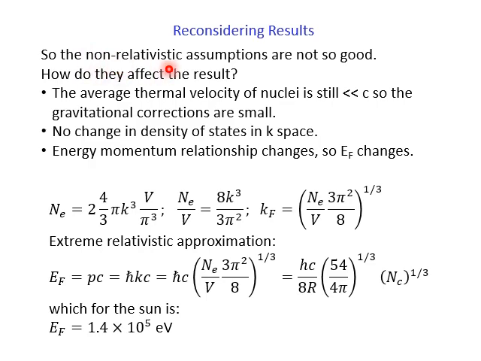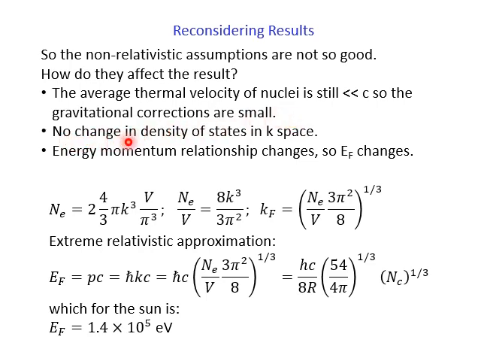So that non-relativistic assumption is not so good. And we can ask, how does it affect the result? Well, we can look at the effects. First, the average thermal velocity of the nuclei is still much, much less than the speed of light because they're so heavy compared to the electrons. So even at temperature, the nuclei are not going to be moving around extremely rapidly. So gravitational corrections are going to be small because we don't have extra mass due to fast-moving nuclei.